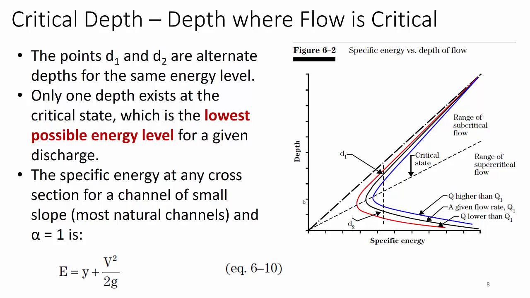So the specific energy at any cross section for a channel of small slope, those are most natural channels, is with alpha equals 1. So the energy equals y plus V squared over 2g. y is the depth.